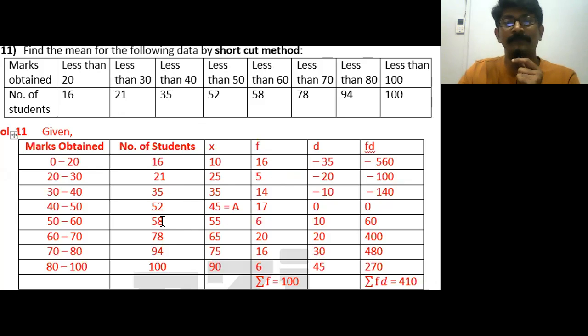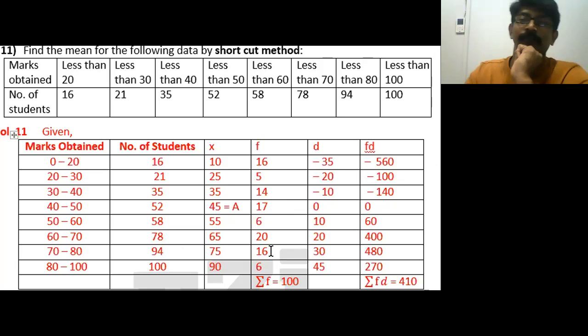फिर 78 minus 58 करो, वो बन जाएगा 20. फिर 58 minus 52 करो, वो आ जाएगा 6. फिर 94 minus 78 करो, वो आ जाएगा 16. फिर 100 minus 94 करो, वो आ जाएगा 6. And that's how this column F we are going to get.